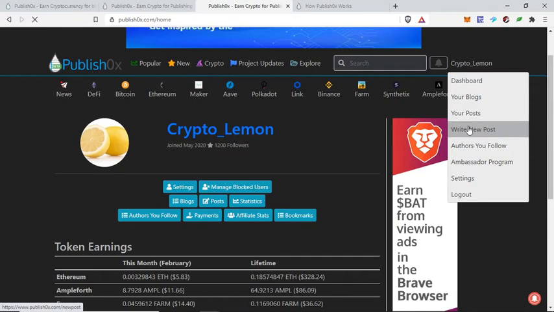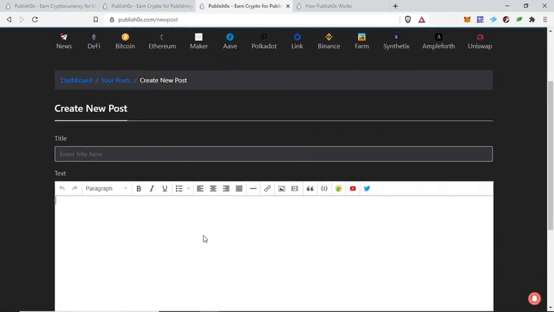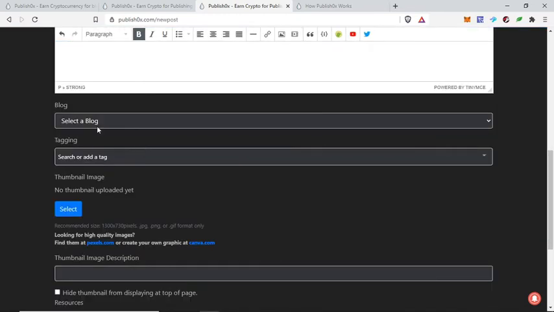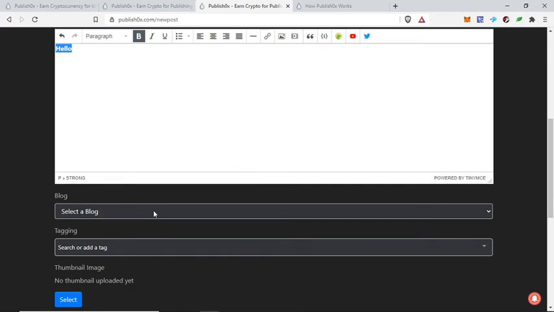Going into writing a post. It's quite easy, if you ask me. Just into the title, you have a normal tool to write your article. You can bold, paragraph, whatever. And then you go into, so this is the title, which will be a bit attracting people to click on.